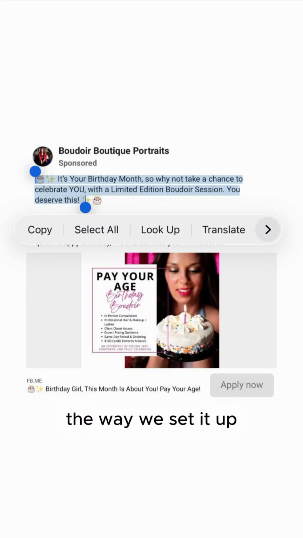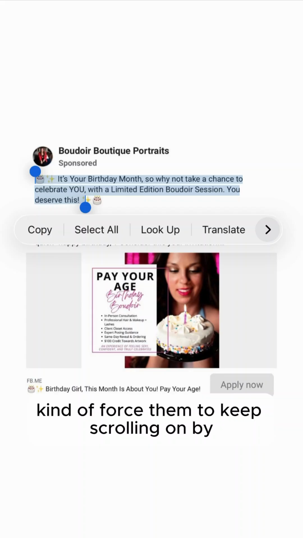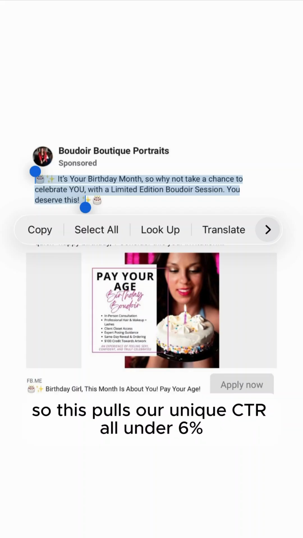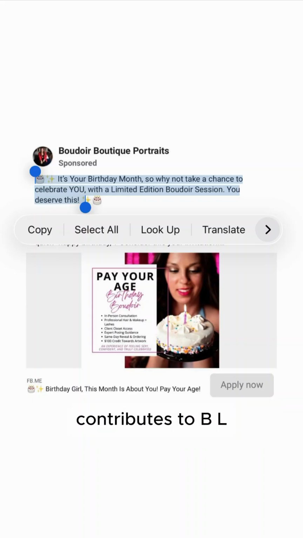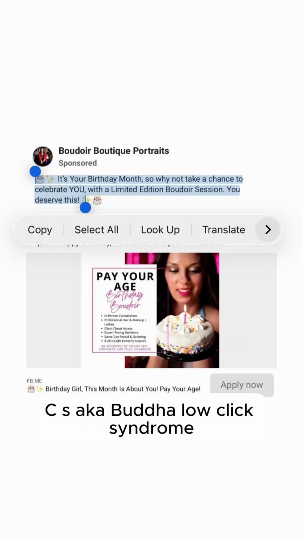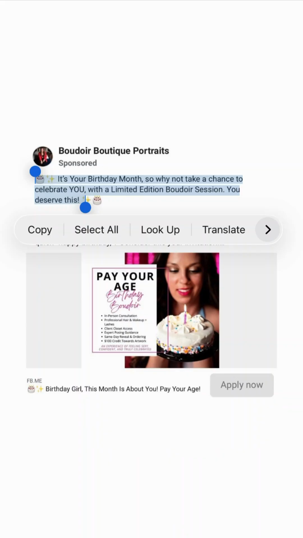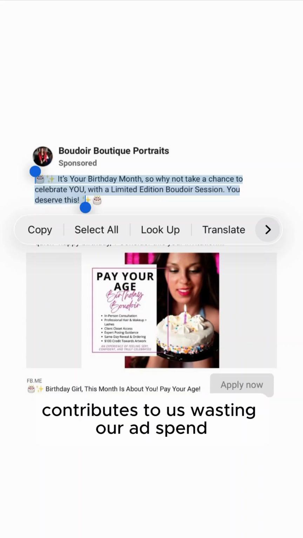The way we set it up, we kind of force them to keep scrolling on by. So this pulls our unique CTR under 6%, contributes to BLCS, aka Boudoir low click syndrome, and contributes to us wasting our ad spend.